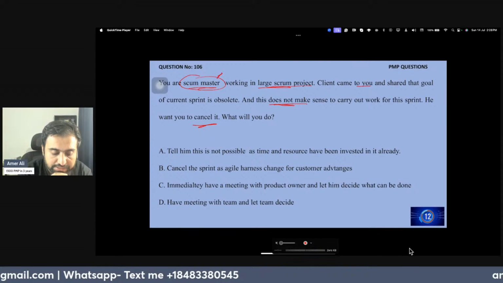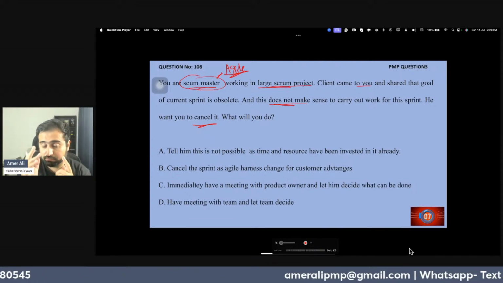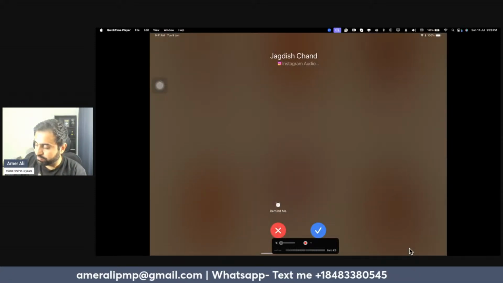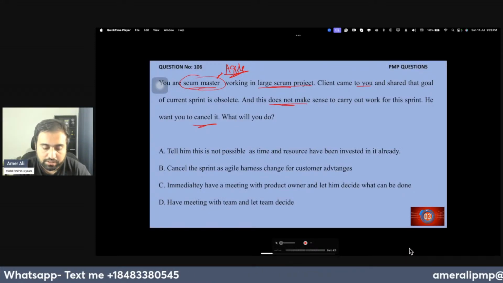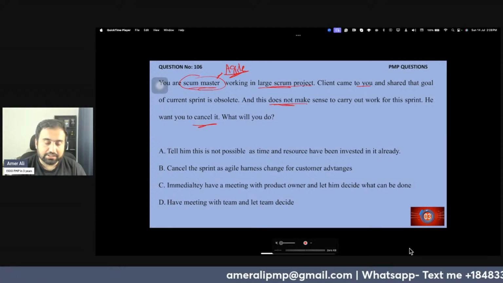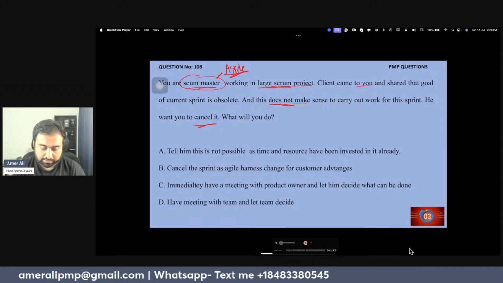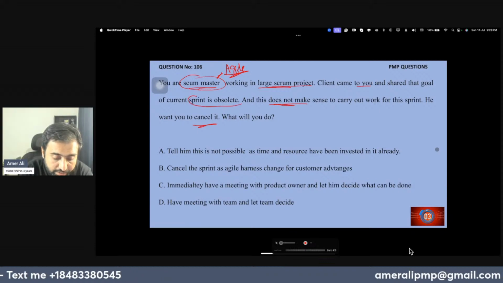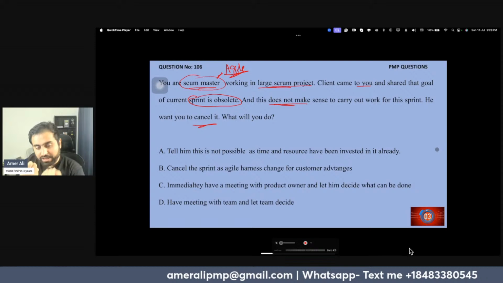Scrum Master. This means it's an agile project. The benefit of marking keywords: it's an agile project. The sprint is becoming obsolete. Now the client is saying the sprint is becoming obsolete. What does that mean? This means I did not highlight it. The goal is not valid anymore. So now you identify the keyword.